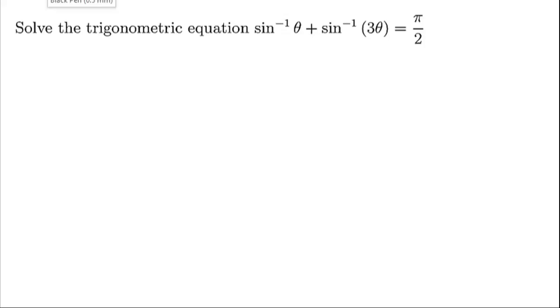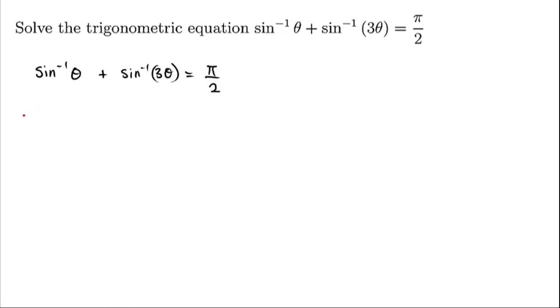So how can we solve this particular trigonometric equation? All right, to start with, let's rewrite it as it is. So what we have is the sine inverse of theta. We're adding this to the sine inverse of 3 theta. And all this is equal to pi over 2.